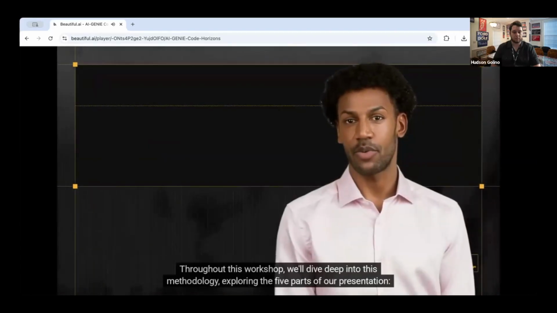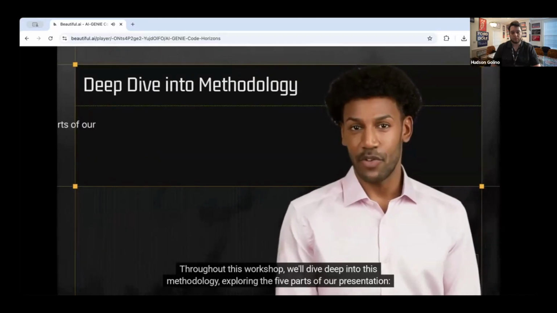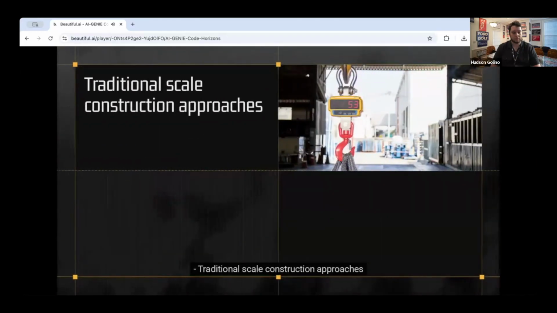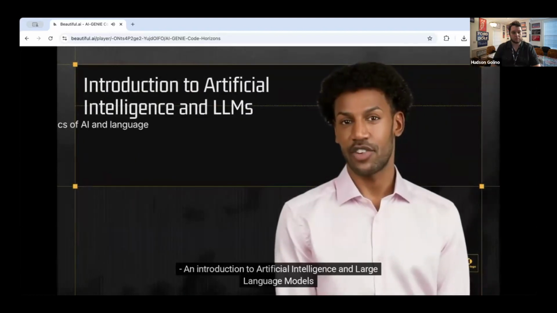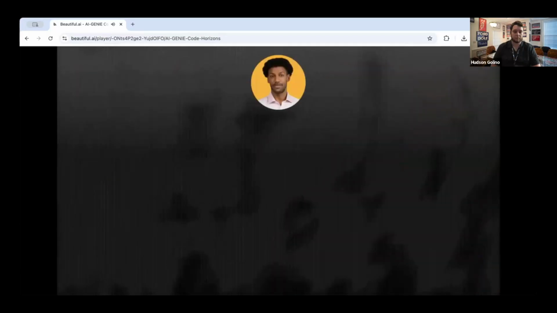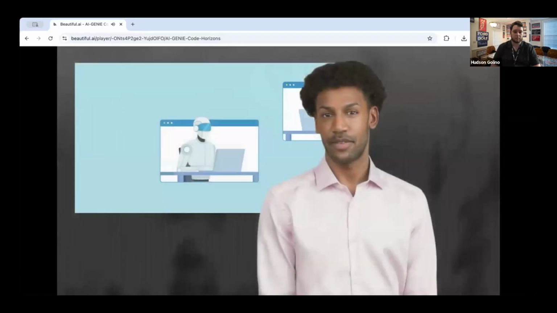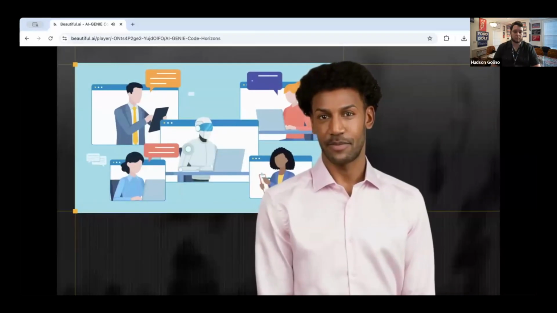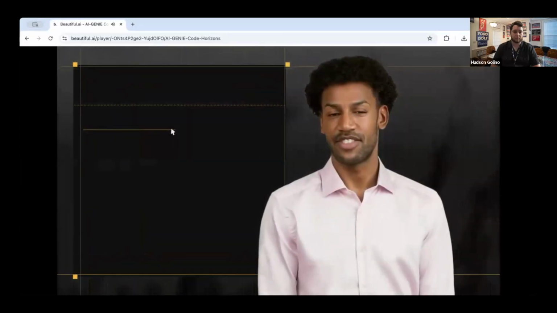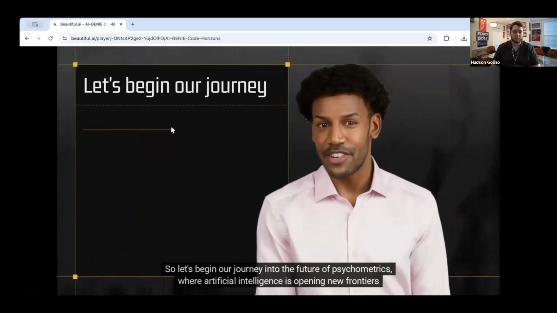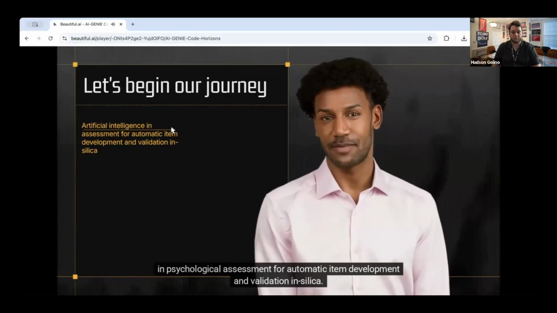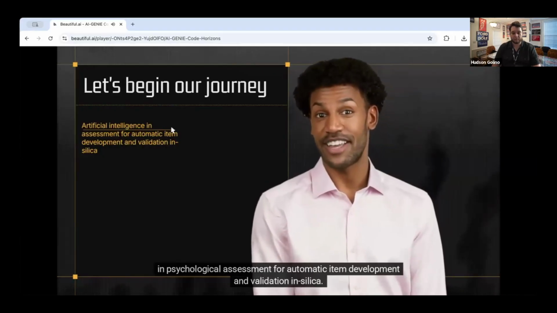Throughout this workshop, we'll dive deep into this methodology, exploring the 5 parts of our presentation. Traditional scale construction approaches, an introduction to artificial intelligence and large language models, the AI-GENIE framework, the AI-GENIE R package, and practical examples you can apply in your own work. So let's begin our journey into the future of psychometrics, where artificial intelligence is opening new frontiers in psychological assessment for automatic item development and validation in silico.